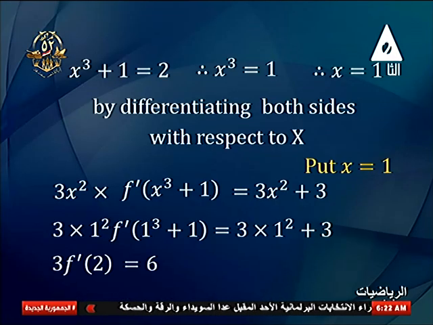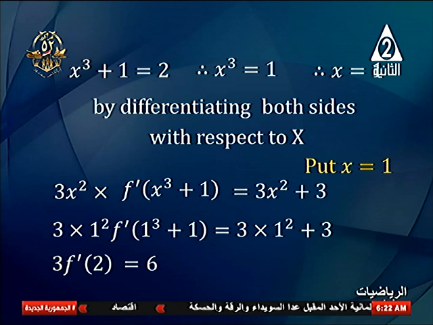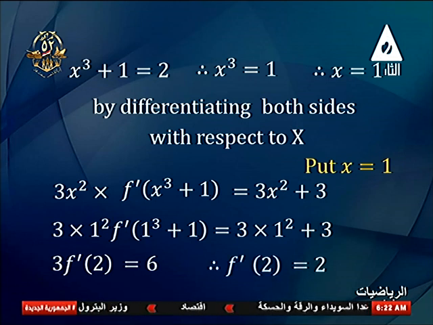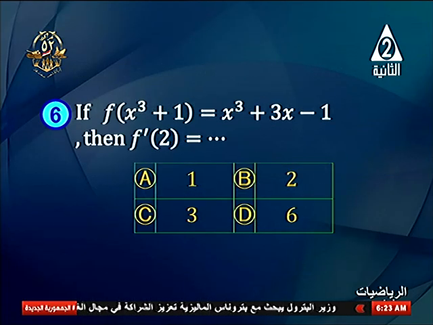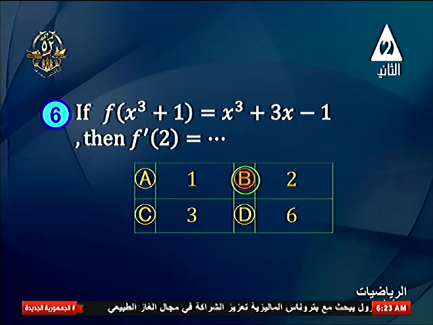Then 3 f dash 2 equals 6. What is f dash of 2? It equals 6 divided by 3. The answer is 2. The correct answer is letter B.